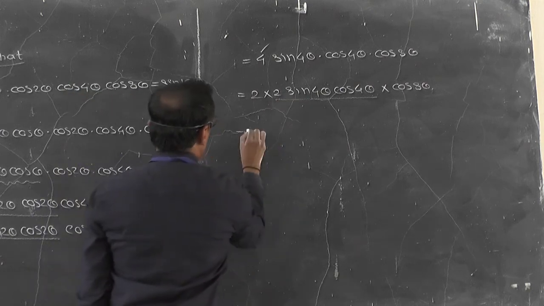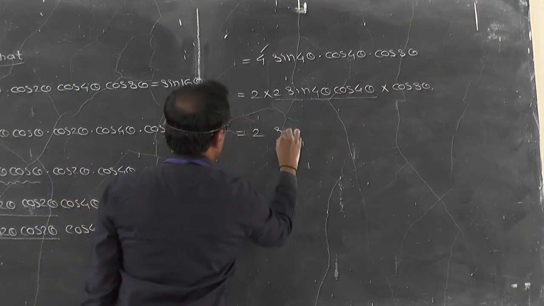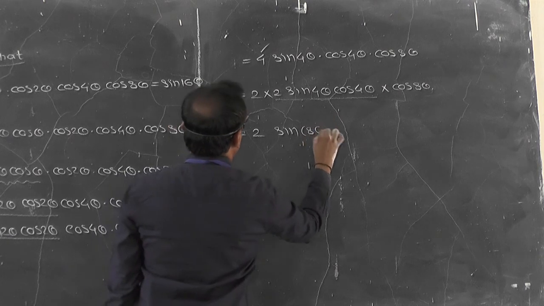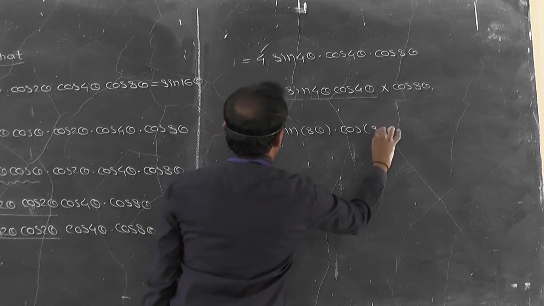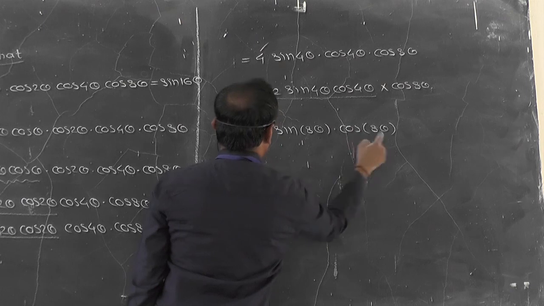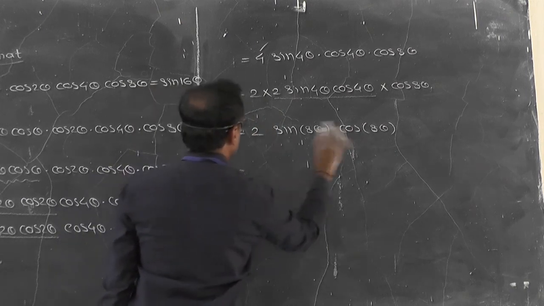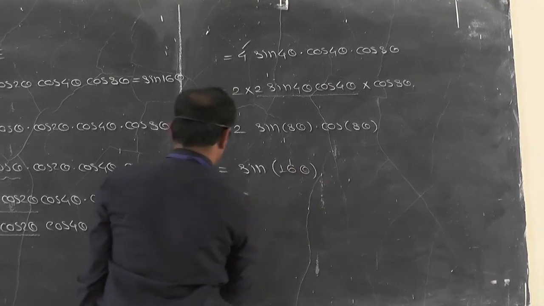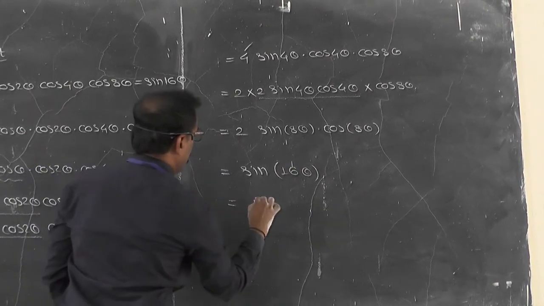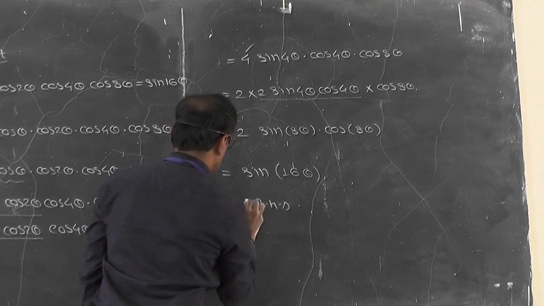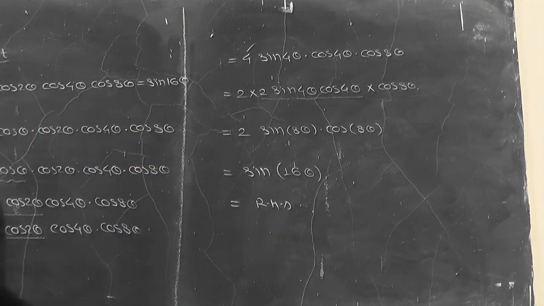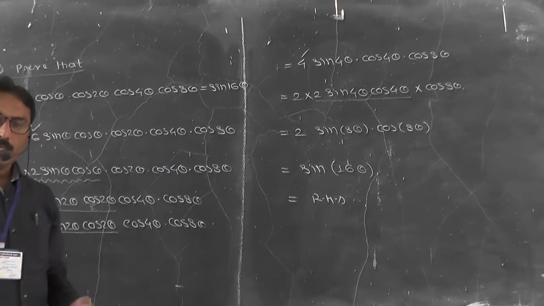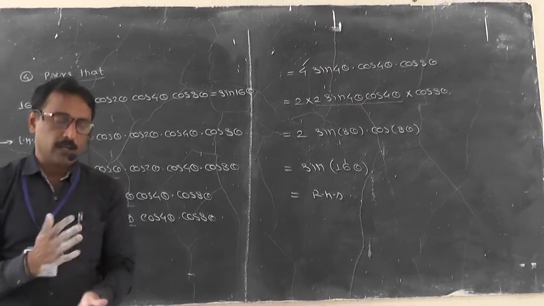Now 2 is as it is, and 2 sin 4 theta cos 4 theta is sin of double, which is sin 8 theta, into cos 8 theta. 8 and here 2, that is 2 sin 8 theta cos 8 theta, is sin of double, which means 16 theta. And sin 16 theta is the required RHS. I will stop here. In the next lecture we will take the next article.